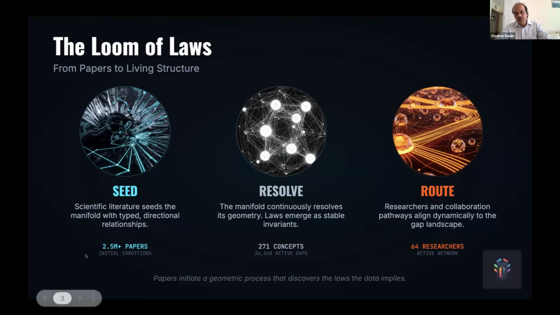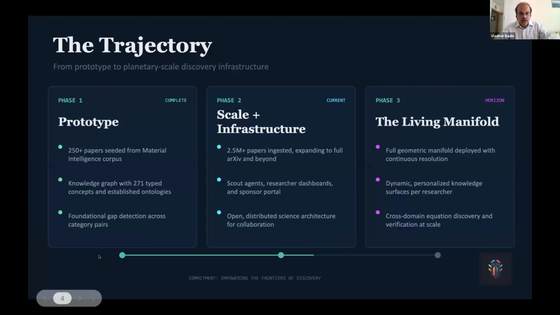So we will show how it works, maybe on the next slide. We have several steps. The first step is a prototype. On this prototype, we have a small field of material intelligence. And here a very small number of publications were extracted into a knowledge graph with concepts and the edges between those concepts.